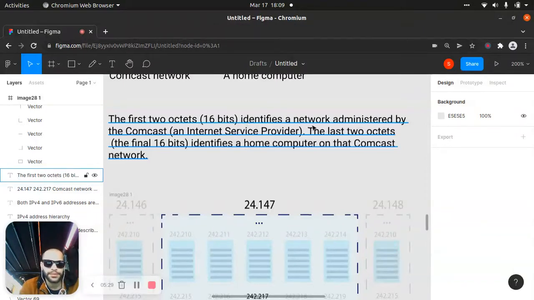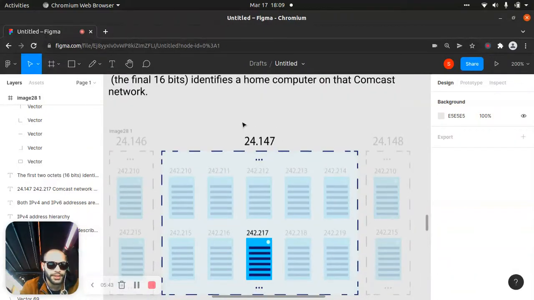The first two octets identify a network administered by Comcast, an internet service provider. The last two octets, the final 16 bits, identify a home computer on that Comcast network. This is the hierarchy. This is the Comcast network, and this is another place.